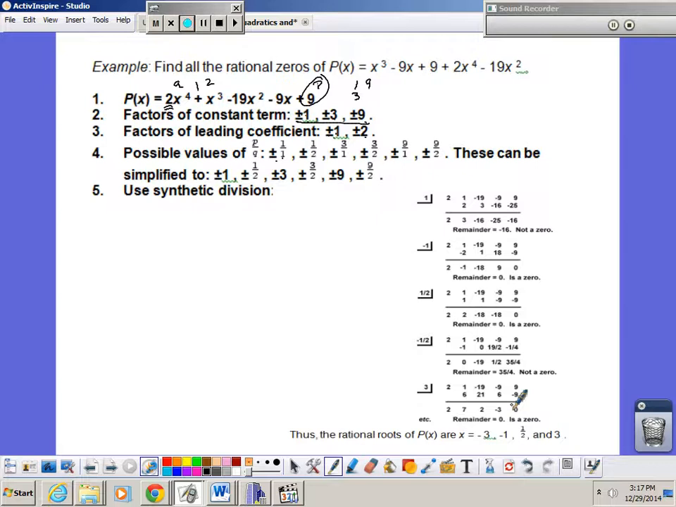Then you continue until you find all of them. Then they did negative 3, which became a root. So you have roots of negative 3, negative 1, 1/2, and 3. Seems like a lot of work, doesn't it? This is what I'm going to expect you to do, okay?